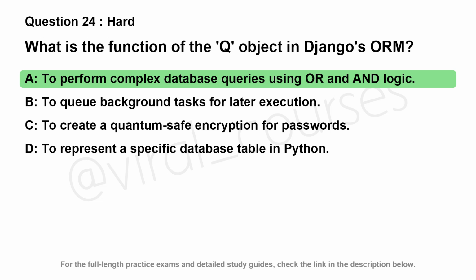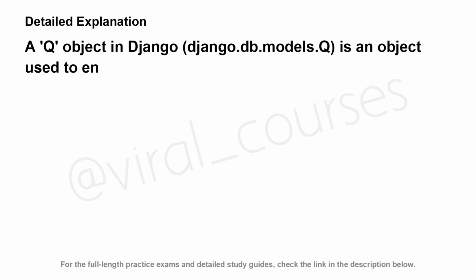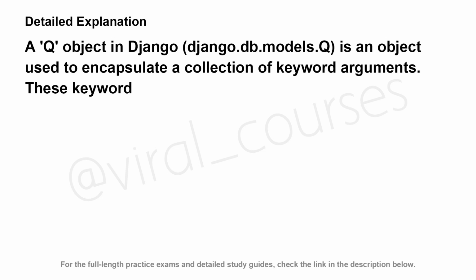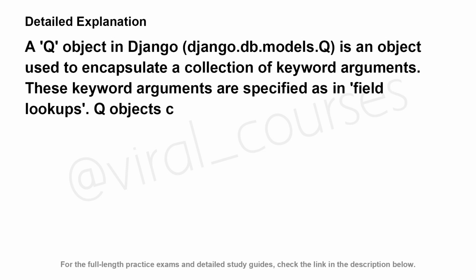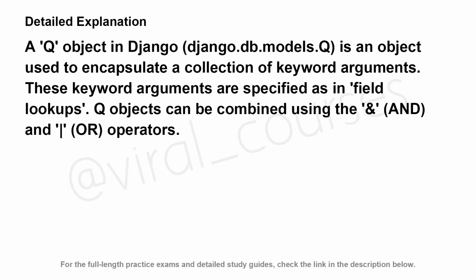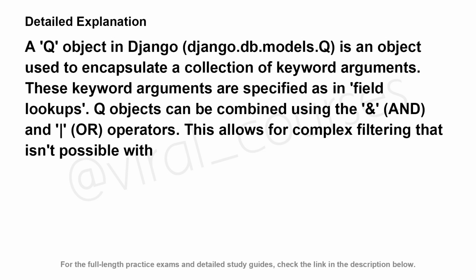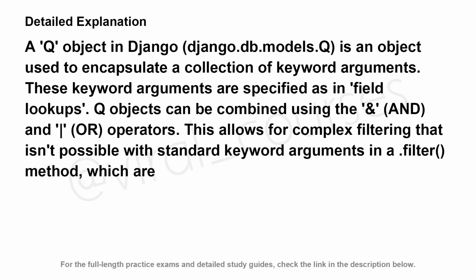The correct answer is A. A Q object in Django. Django DB models Q is an object used to encapsulate a collection of keyword arguments. These keyword arguments are specified as in field lookups. Q objects can be combined using the AND or OR operators. This allows for complex filtering that isn't possible with standard keyword arguments in a filter method, which are always ANDed together.